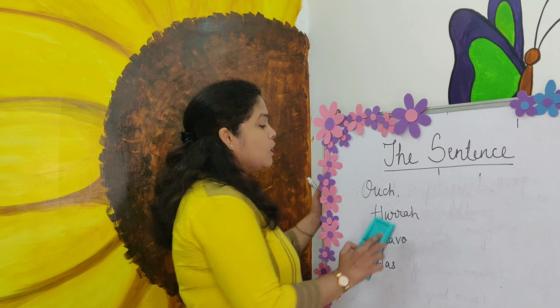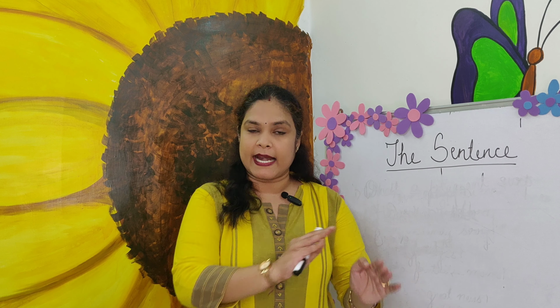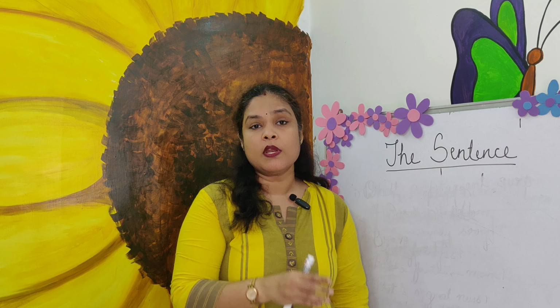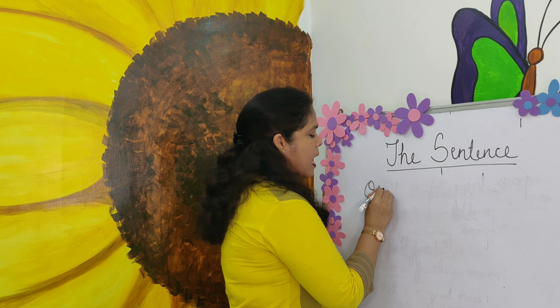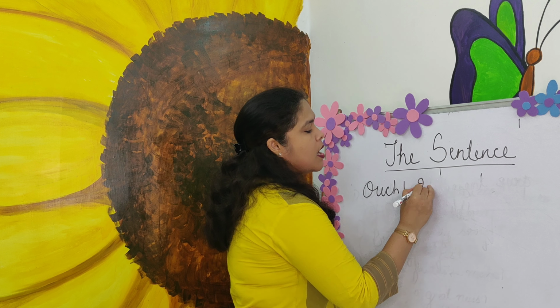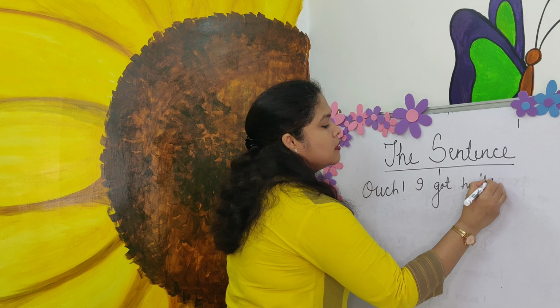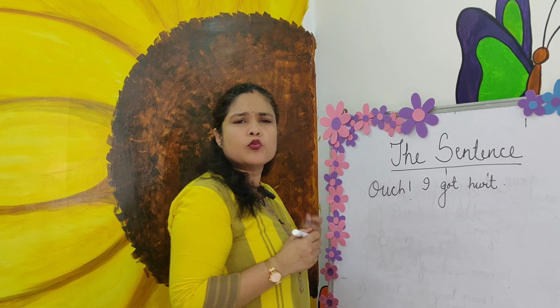Let us do it with a few examples. In this case, what we do is we put the exclamation mark at the end of the word that we are using, these words which we spoke about, and the sentence will end with a full stop. Let me show you with an example. Ouch! I got hurt. Okay, so we put the exclamation mark here and we put a full stop. Ouch! I got hurt. So this was an emotion of pain, right?